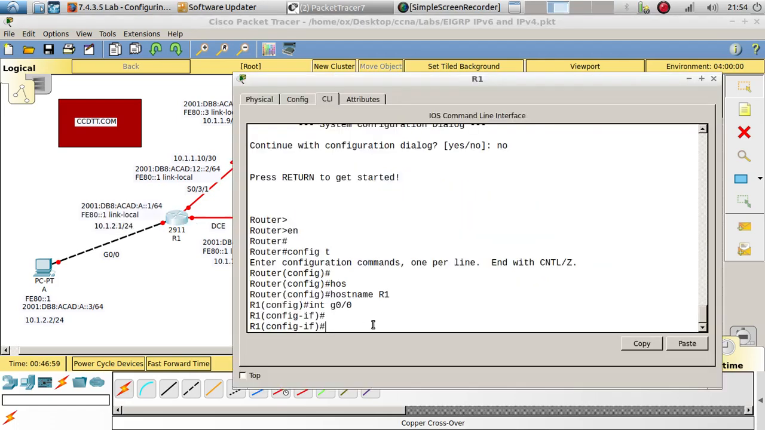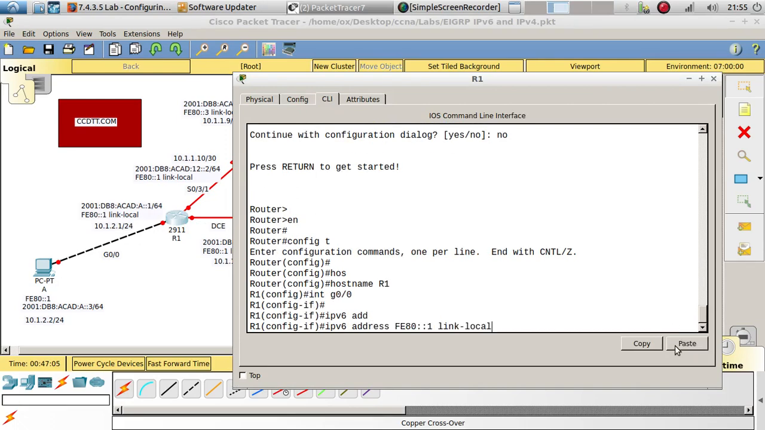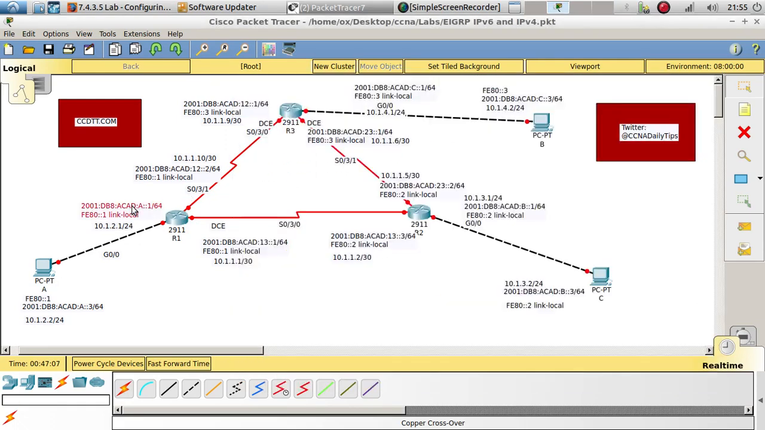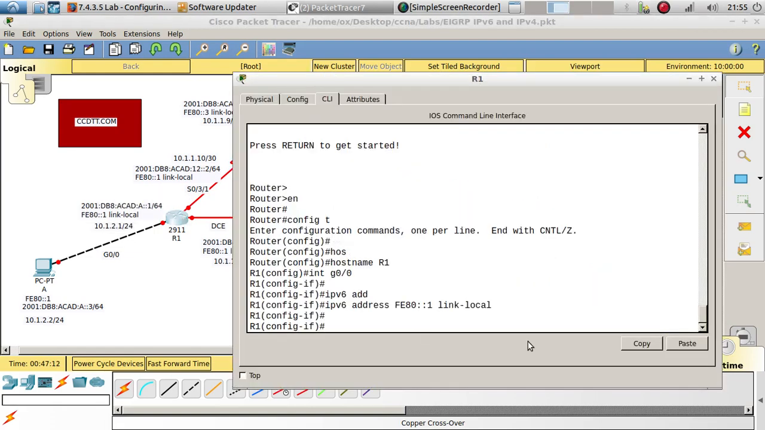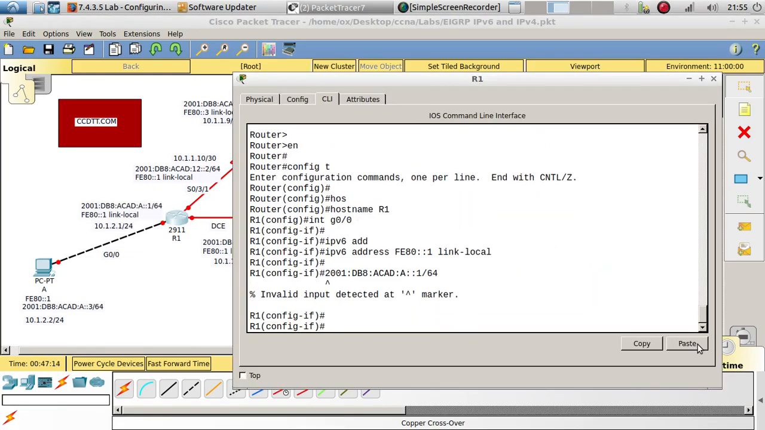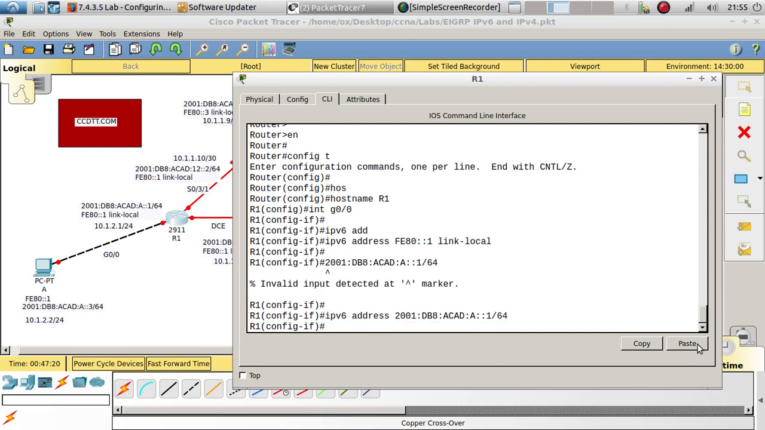Just copy it, and IPv6 address link local, and then let's do the other one, which is this one. Paste it right here. First you need to do IPv6 address, and there it is.